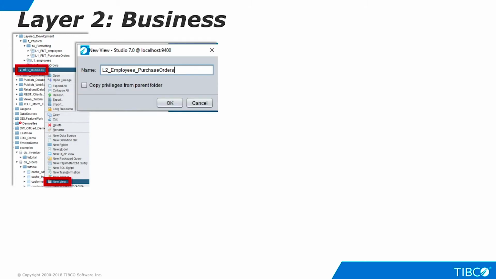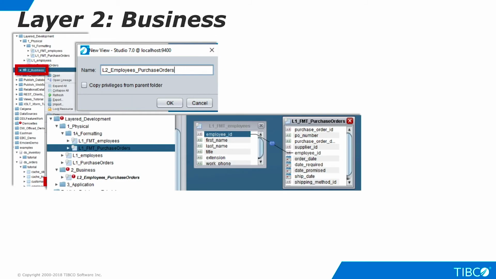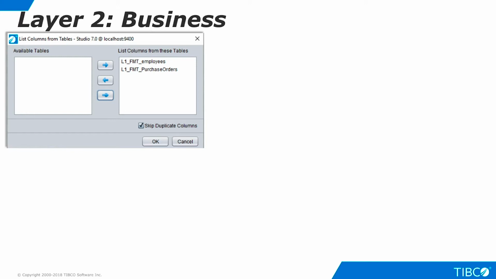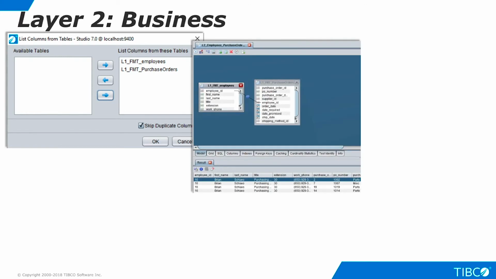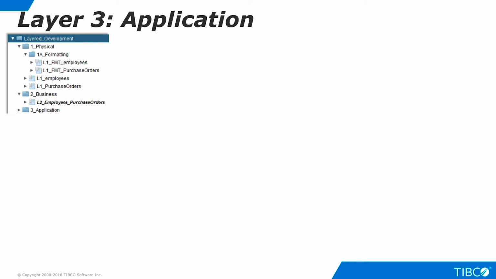Right-click the business layer folder and select New View. Name the view and drag in the formatted employees and purchase orders views. Join the views on the employee ID column. Use all columns in the projection. We now have a single view that provides detailed information on the purchase orders associated with each employee. Since this is an important data object in this enterprise, it is an appropriate business layer view because many projects will likely want to leverage it.